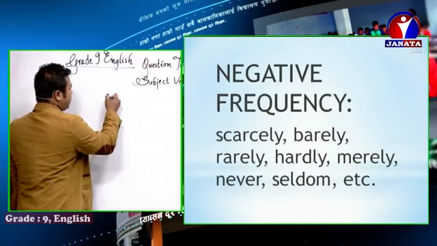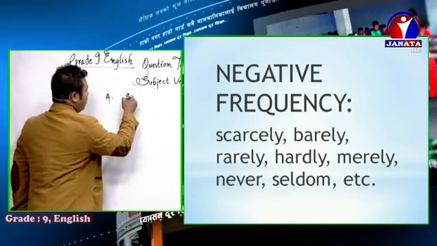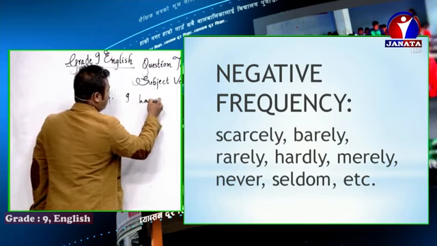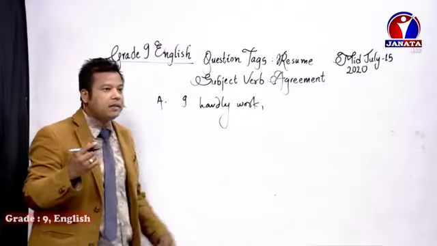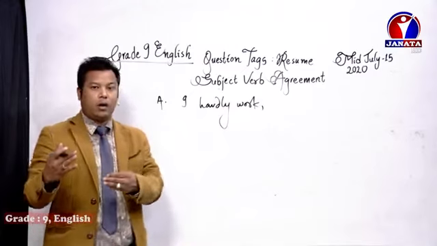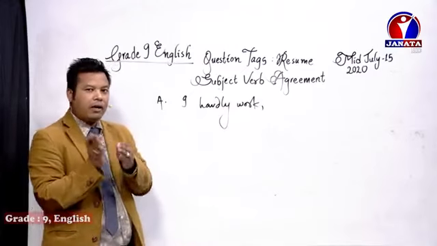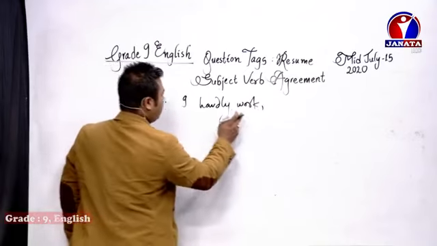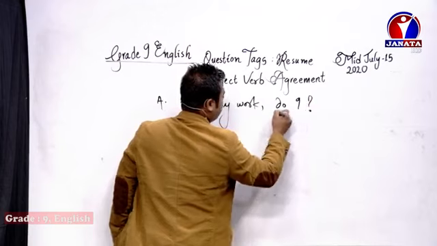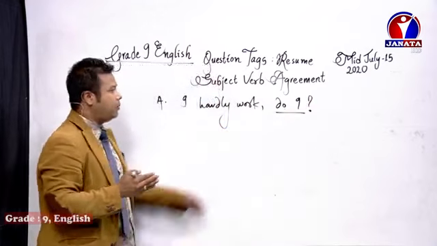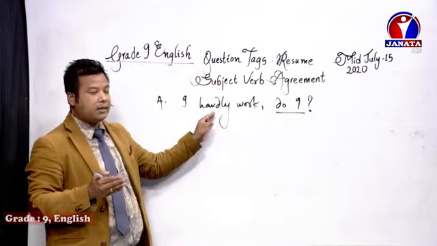Look at the sentences that I'm going to draw. If I say, I hardly work. I hardly work, which means I actually don't work. That is the meaning, all right? Or if I work very less. So I hardly work, this is negative, so the answer here is this. Do I? I hardly work. Do I? Why positive tag? Because this statement is negative.